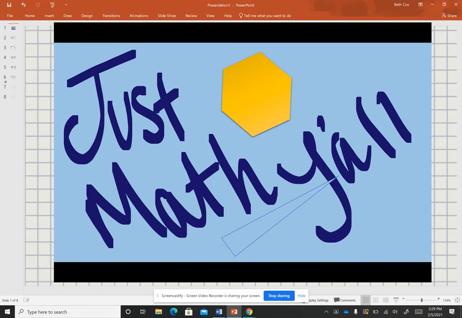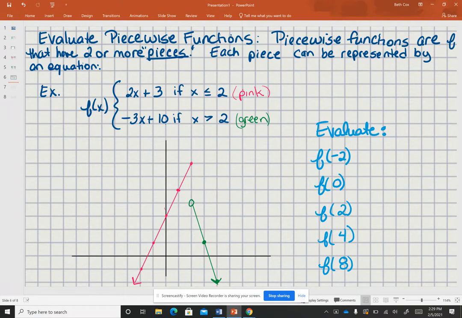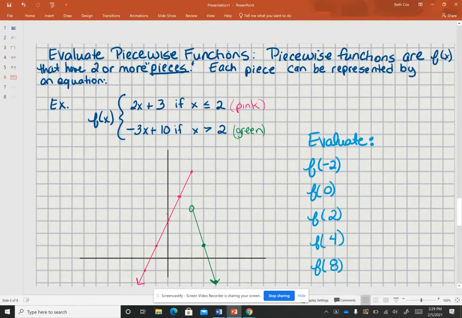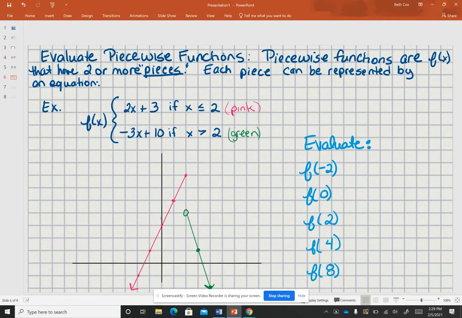All right. Now, we're going to look at, in my good y'all voice, some piecewise functions. All right, let's do it. We're going to evaluate piecewise functions. Piecewise functions are functions that have two or more pieces, and each piece can be represented by an equation. So we have pieces of functions, not the whole part, just pieces of it.